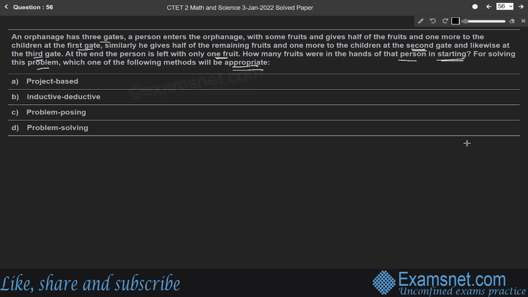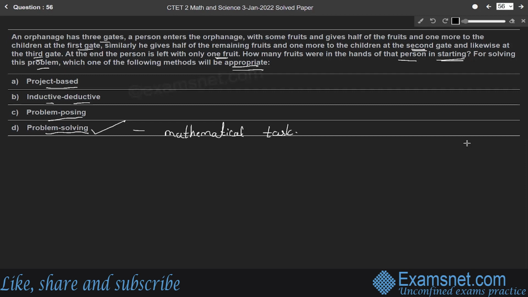Here, the options are project-based approach, inductive deductive approach, problem posing approach, and problem solving approach. So here the correct answer is problem solving method, right? The term problem solving refers to mathematical tasks that have the potential to provide intellectual challenges for enhancing students' mathematical understanding and development. Problem solving approach is nothing but a mathematical task, right?